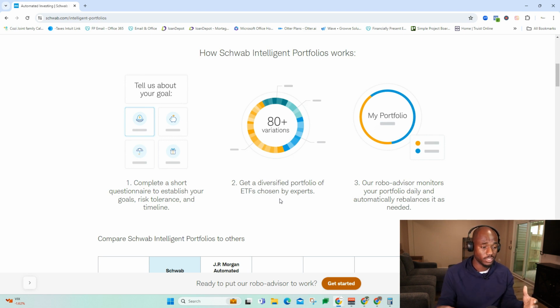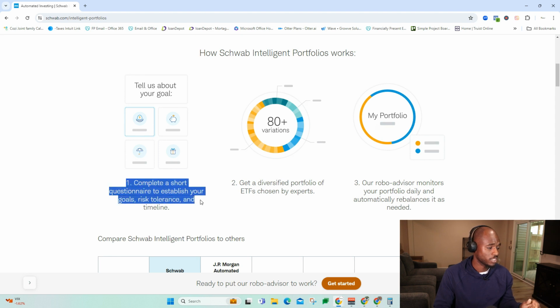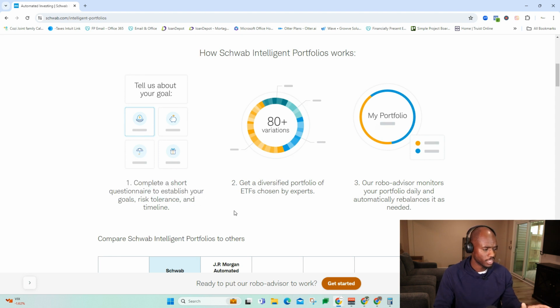They will create this portfolio for you, and then on a regular basis it's going to monitor your portfolio and automatically rebalance. If you're not familiar with rebalancing, they're basically realigning the portfolio periodically to what you originally established in the first part of the questionnaire: your goals, your risk tolerance, your timeline. It's making sure that it maintains that understanding of who you currently are via the questionnaire.